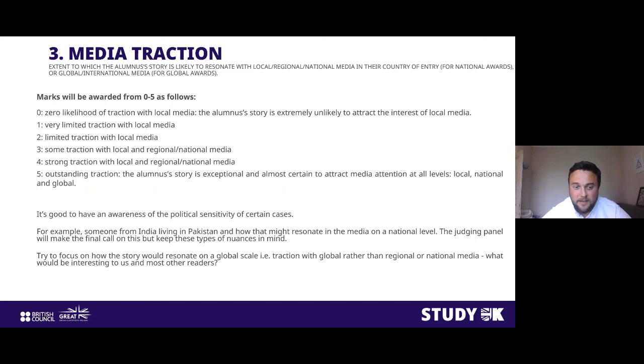for judges. And then also when you're up for the global award and you've got one eye on that as well, it's good to try and figure out the global angle, the international angle, and make sure that's highlighted and usefully narrated within your application, not just thinking about regional, national media. What would be interesting on a global scale, and in particular what would be interesting to the British Council and most other readers.